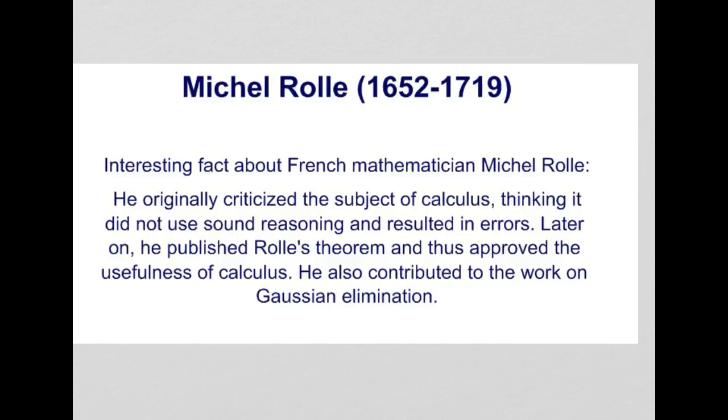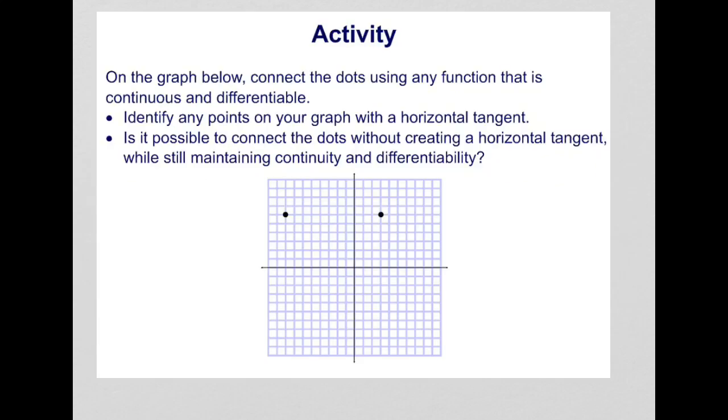So a little bit about Rolle. He was French, and he started out hating calculus. He didn't see the reason in it. He thought it was a bunch of guessing. But later he went on to publish his theorem and said calculus actually is kind of useful. So he ended up as one of the main thinkers of calculus. But his theorem starts out like this.